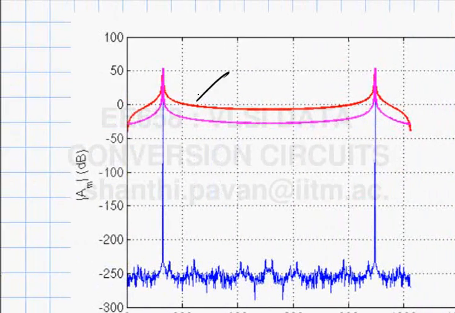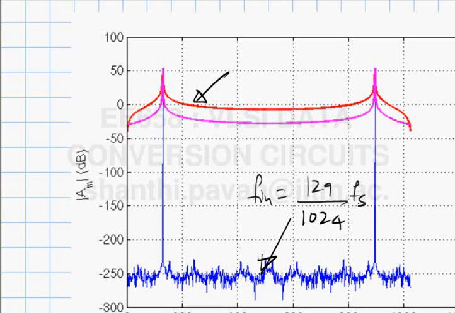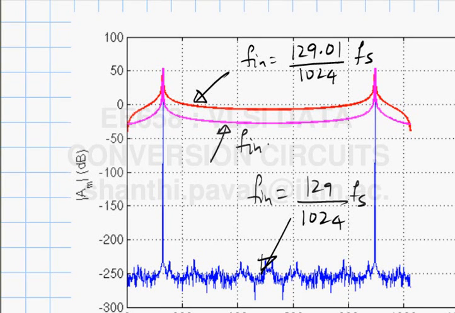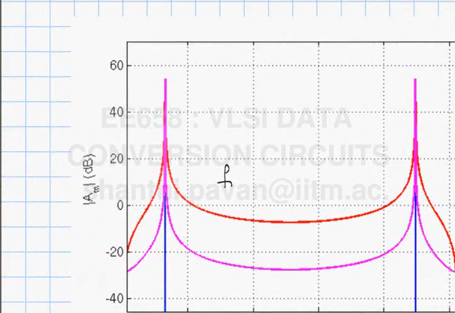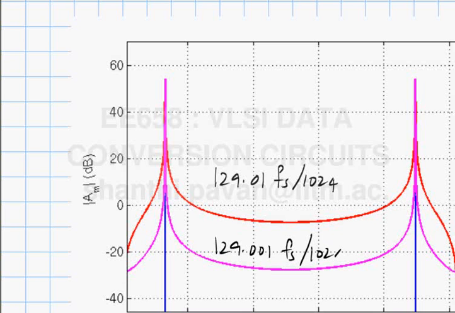Okay, this corresponds to Fin being 129 by 1024 Fs, correct? The red curve here corresponds to Fin being equal to 129.01 by 1024 Fs, and this corresponds to Fin being equal to 129.001 divided by 1024 times Fs. You understand? So what do you notice? Let me zoom in. This is the correct Fin. This is Fin at 129.01 Fs by 1024. This is 129.001 Fs by 1024. So what all do you notice from these three curves?